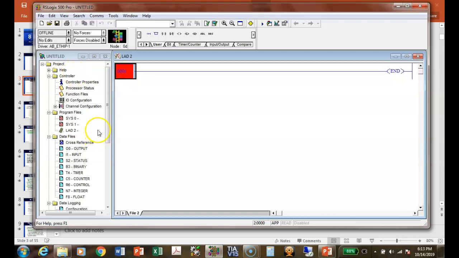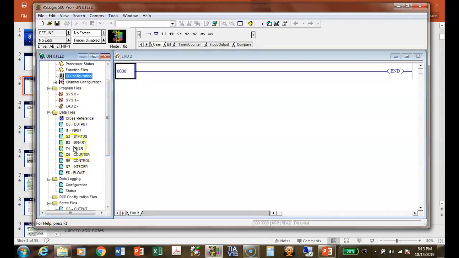So if I wanted to add more data files, here are the default data files. So we have a binary, or we call B3s. This is where we use our internal relay coils, right? You understand that? And we can also use it for other instructions. We'll use these for shift instructions: shift left, shift right, which are really cool. That we'll go into. Timers are T4. Counters are C5, right? Control register, we'll be using that register again. There's no register in here that we're not going to be using this semester.